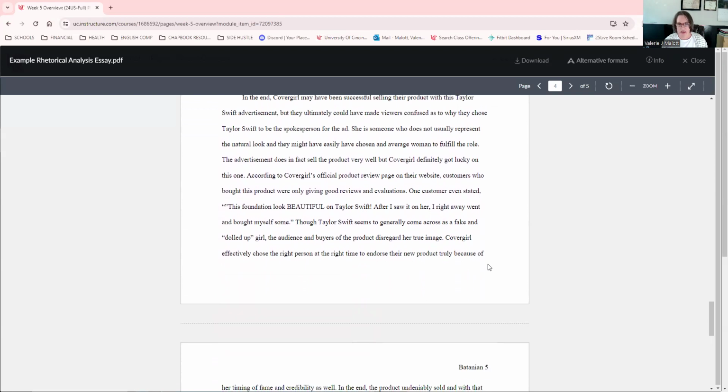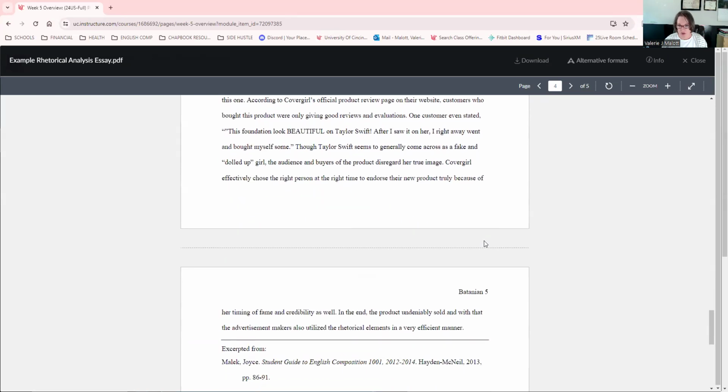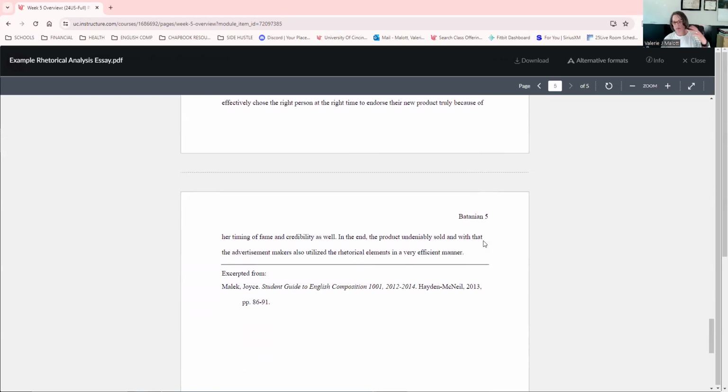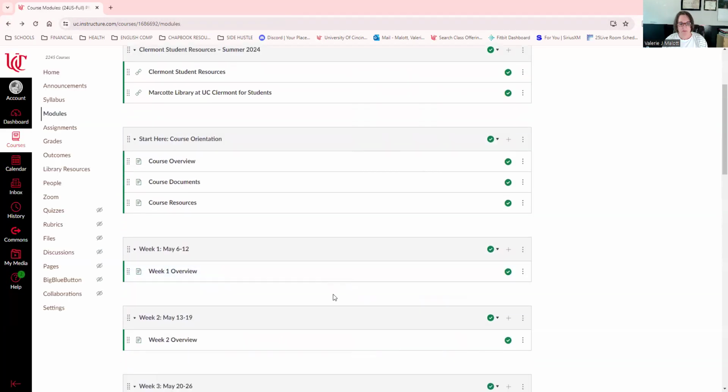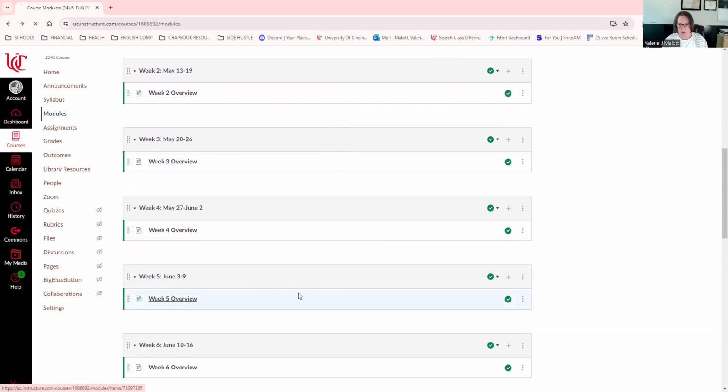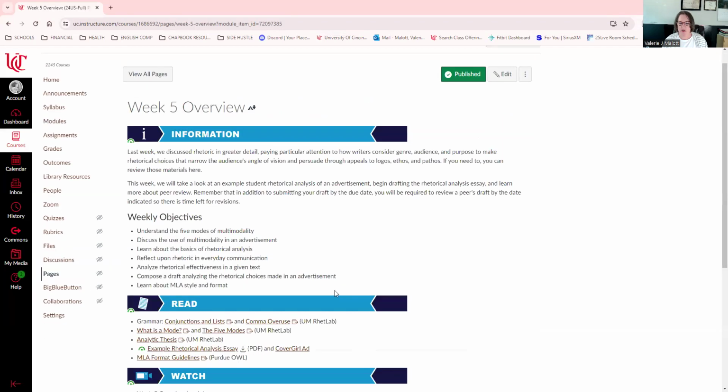They're saying, though Taylor Swift seems to generally come across as a fake and dolled up girl, the audience and buyers of the product disregard her true image. CoverGirl effectively chose the right person, so they make some kind of a judgment. And here at the bottom, you can see the publication information if you need access to a different format of this essay.